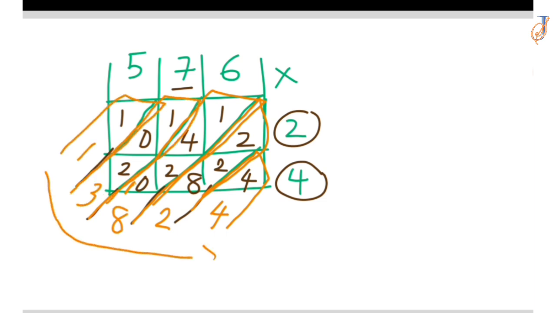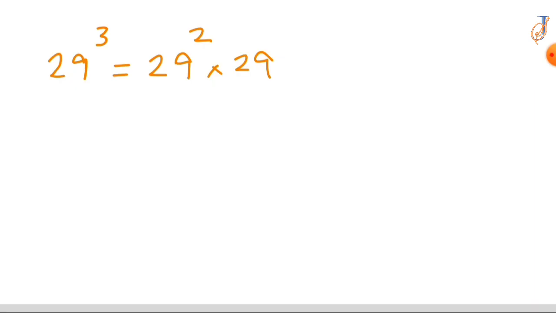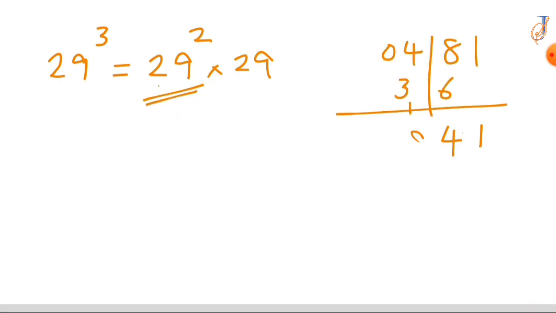Twenty-four whole power 3, the value is 13,824. So now we need to find 29 whole power 3 using the same tricks. So now using the square trick, we are going to find the value of 29 whole power 2, 841. Now we need to multiply 841 times 29.